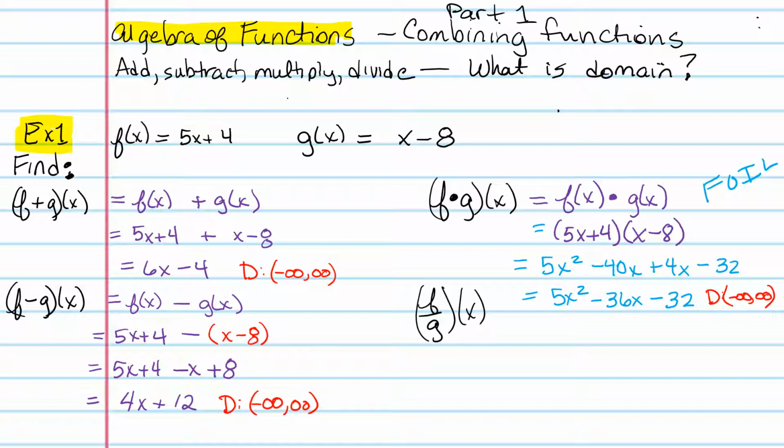Okay, now the last one is the division, and this is where we have an issue with domain, because we're going to create a fraction here. There's actually no math to be done here. We won't actually do any division. 5x plus 4 over x minus 8 is the division of the two functions, f divided by g. And there's no division that can be done, so that's it so far as the algebra is concerned.